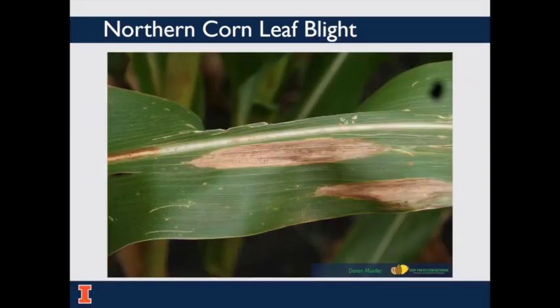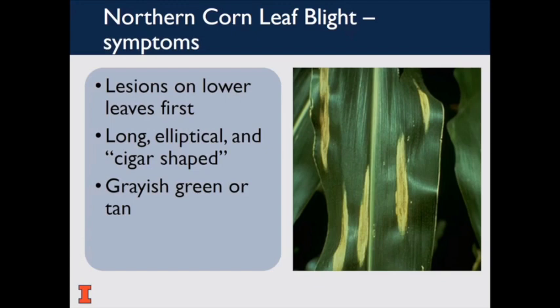Northern corn leaf blight. Northern corn leaf blight lesions appear on the lower leaves first. The length or size of the lesions may vary with their different reactions to resistance genes within the corn hybrids. They are long, elliptical, and often described as being cigar-shaped. The lesions range from a grayish-green to tan in color.